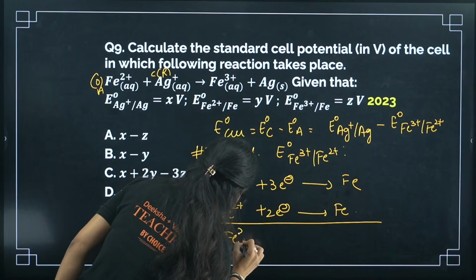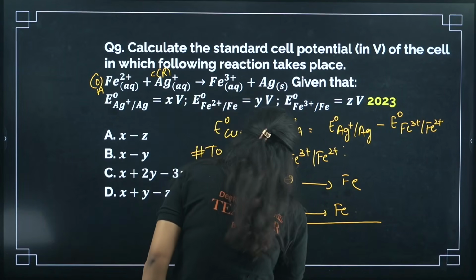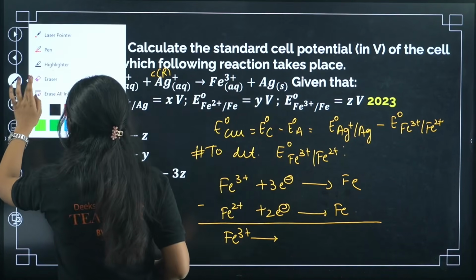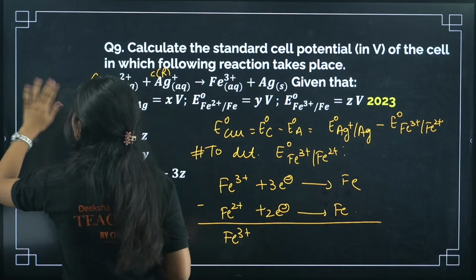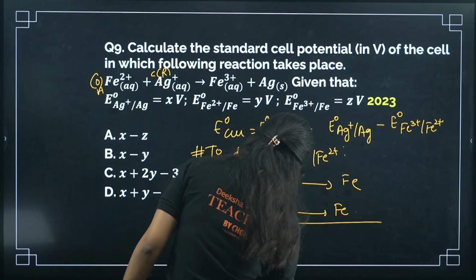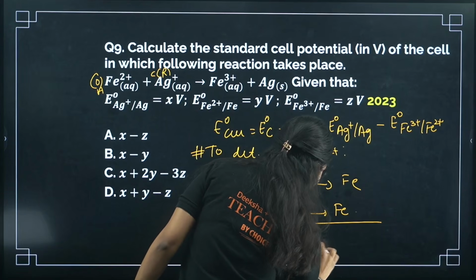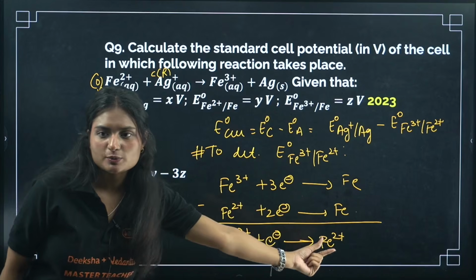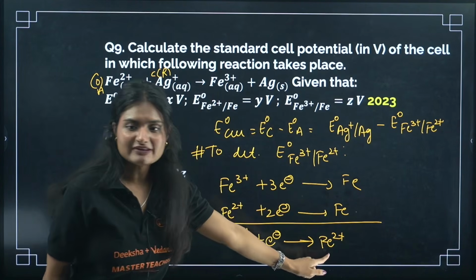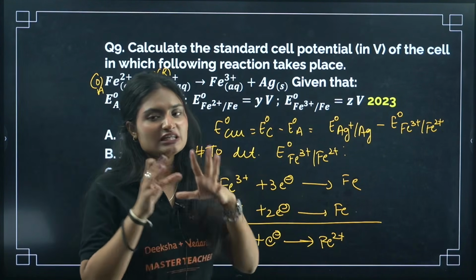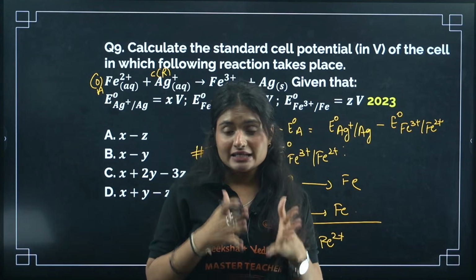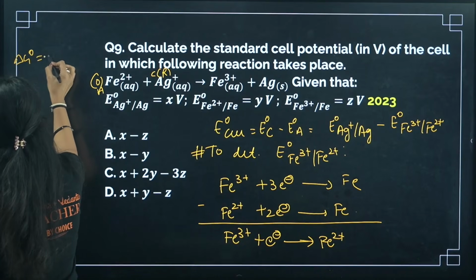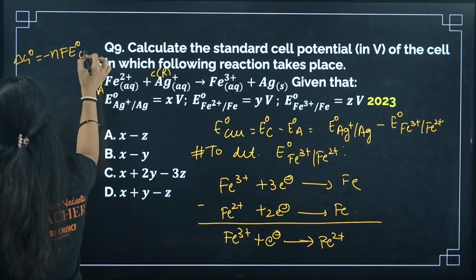I will get Fe3 positive plus an electron gives Fe2 positive. Fe3 positive adds 1 electron, we get Fe2 positive. This is the value we need. Now we know there is a relationship between Gibbs free energy and cell potential. How are they related? Delta G naught equals minus nF E naught cell, right?